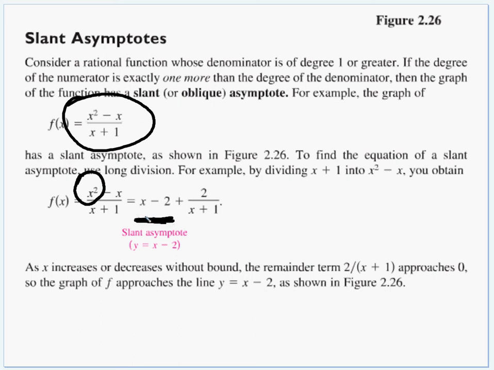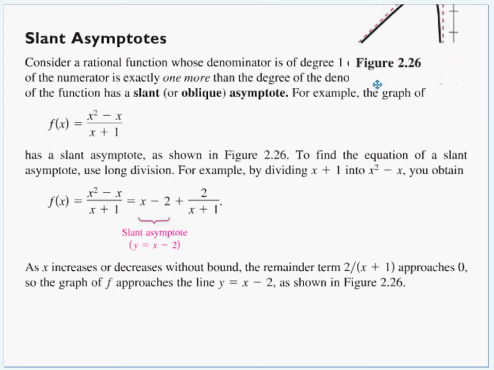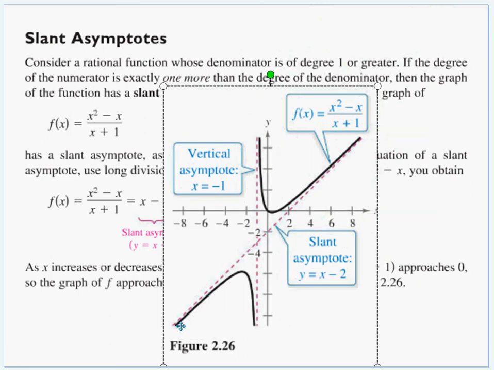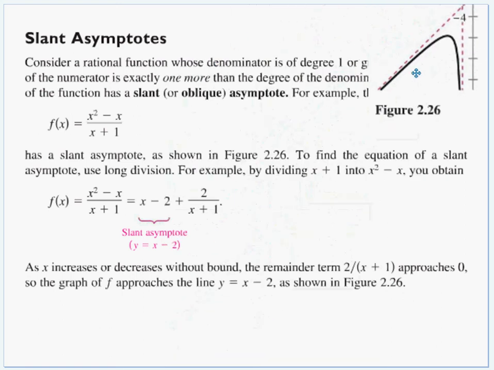this straight line. When we divide, we're going to have an x to the first. We're going to ignore this remainder because we're heading very far out on the x-axis, but this line, y equals x minus 2, will be our slanted asymptote. Like we'll see here in the picture, y equals x minus 2, there's negative 2 and our slope of 1, and then our graph is contained between the vertical and the slanted asymptote.